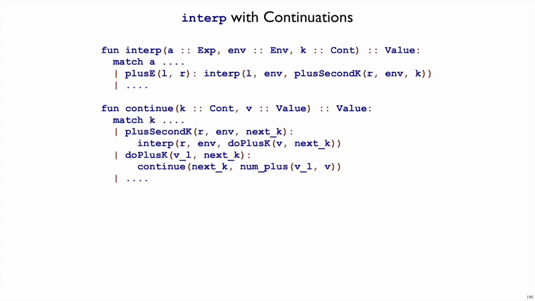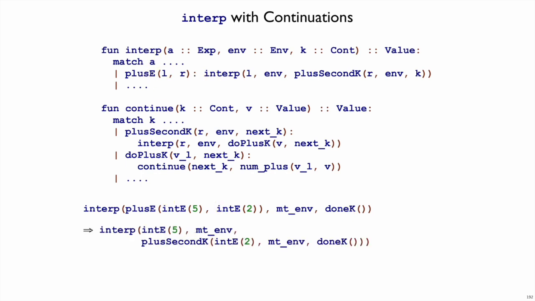Let's try something with plus in it so that we use these other cases of interp and continue. Let's suppose our whole program is 5 plus 2. So we start that in the empty environment and the empty continuation. In interp's plus e case, we have an interp call again with the left, that is the left-hand part of the plus e, which is int 5, and the current environment, which was the empty environment.